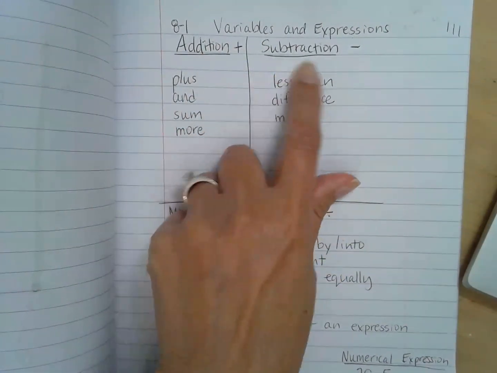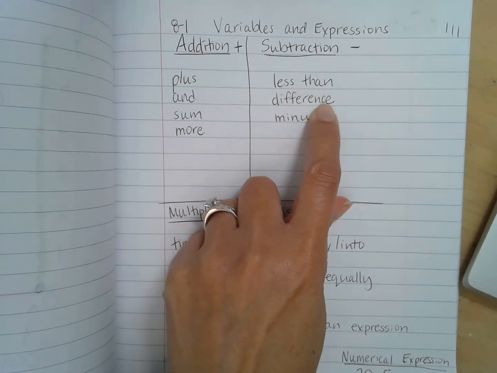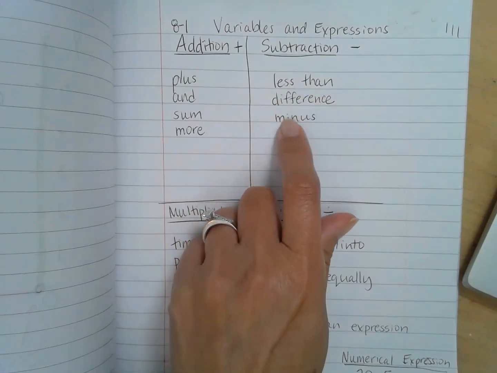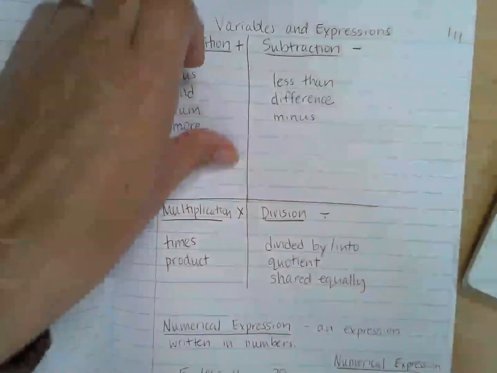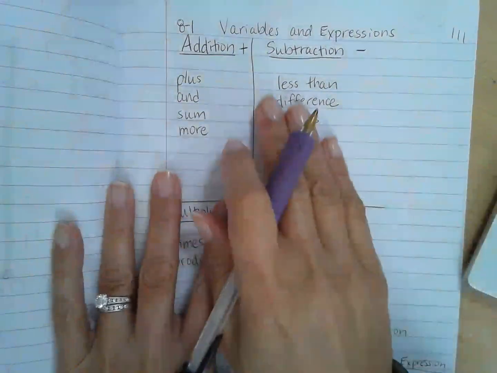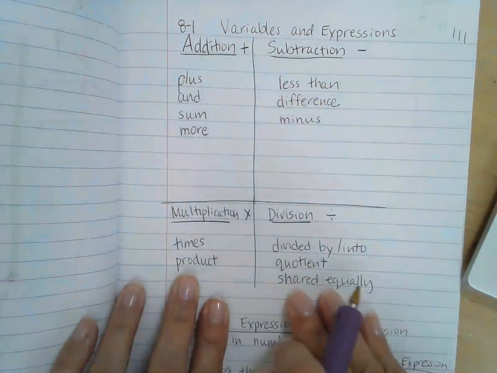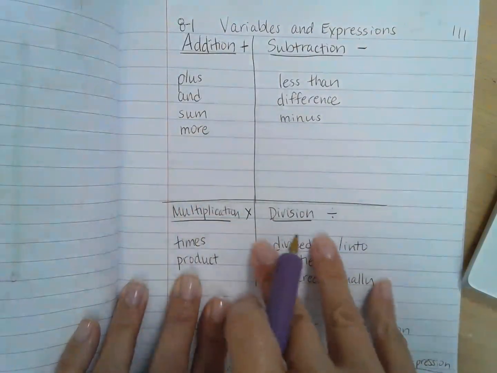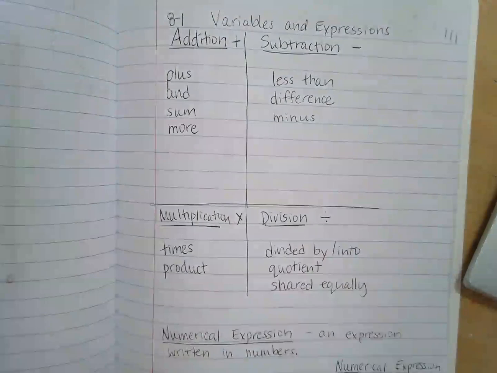Okay, subtraction, we see phrases like less than or the difference, right? The difference between, or even the word minus. Okay, multiplication. So again, I would write this in your notes when you're doing your problems today. This will help you. This will sort of be your dictionary or your answer key to determine what the appropriate operation is. Okay. All right.